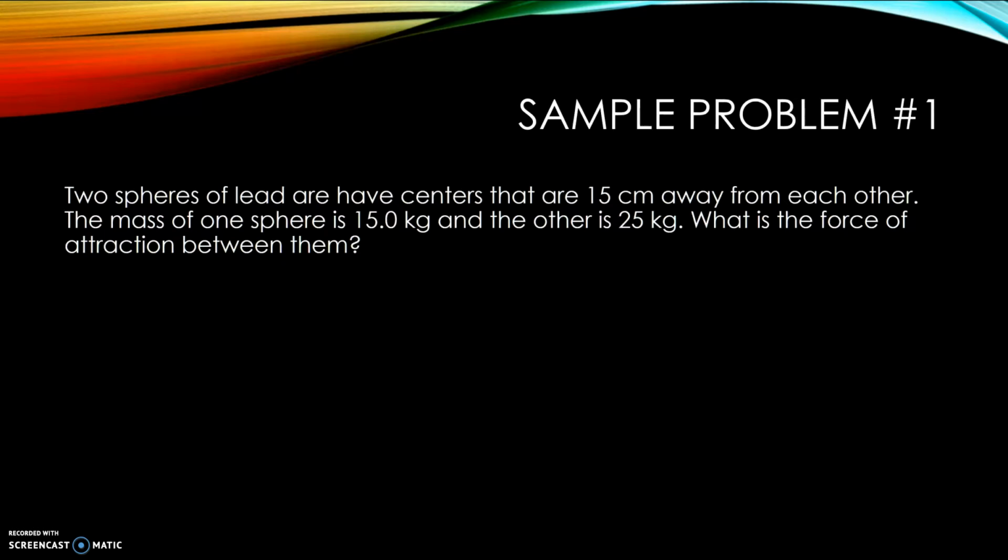We have two spheres of lead, and they have centers that are 15 centimeters away from each other. You're given the masses of the two spheres, and you're just asked very simply, what's the force of attraction between them? So what's this gravitational force between them? And so we write our Newton's law of gravitation. This will be the mass of sphere 1, mass of sphere 2, over the distance between them squared.